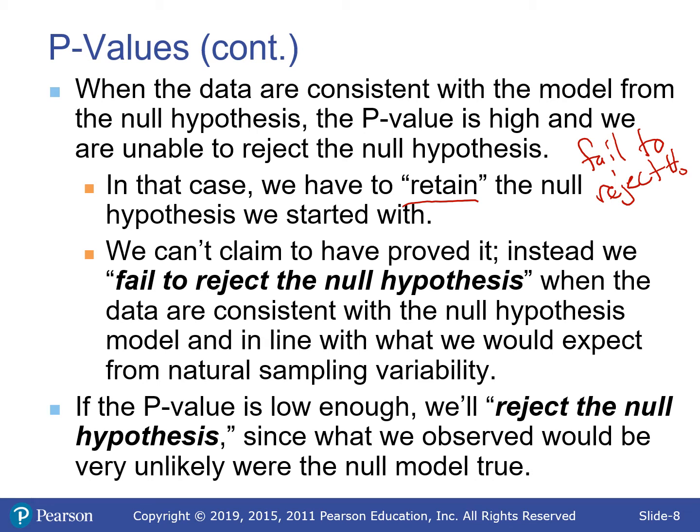If the p-value is low enough, we reject the null hypothesis, since the probability of getting those results if it was just random variation was super low. So chances are it wasn't just random variation and our null hypothesis is flawed somehow. And so then we would reject the null hypothesis. Notice this is not about the alternative hypothesis. We do not accept the alternative hypothesis, we reject the null hypothesis.